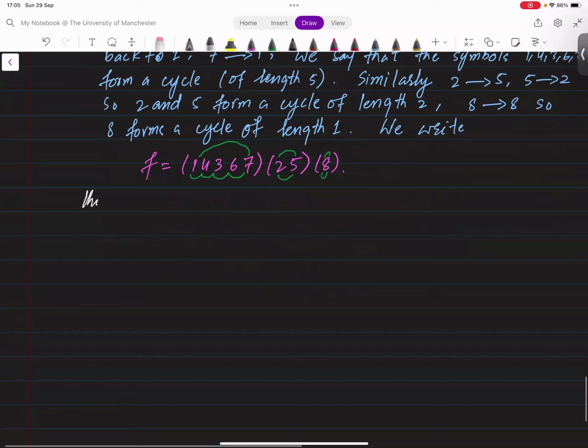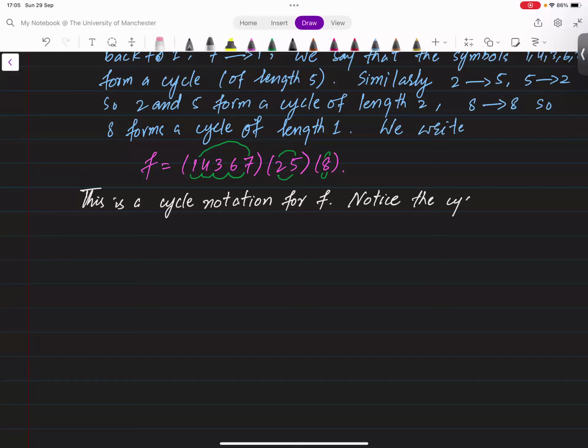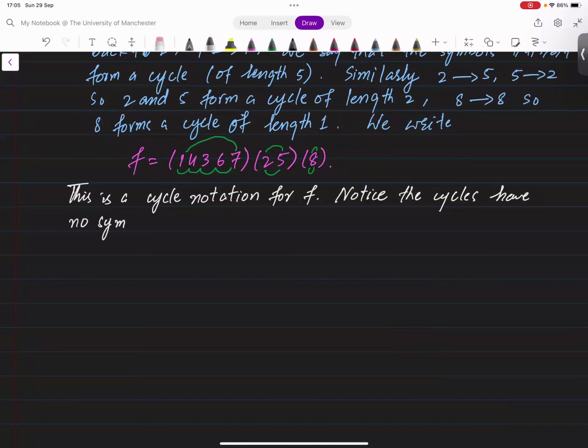Now notice that the cycles have no symbols in common. So we call them disjoint cycles.